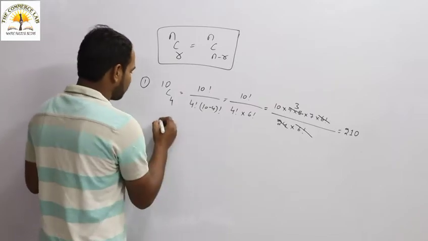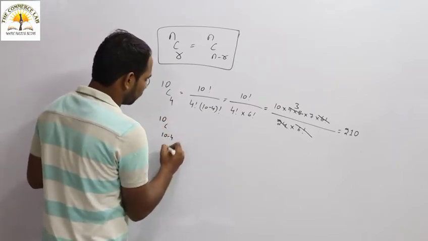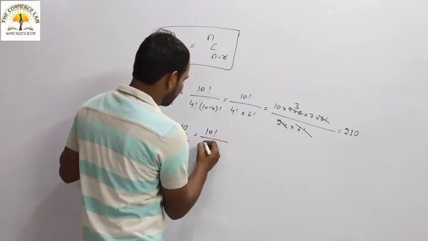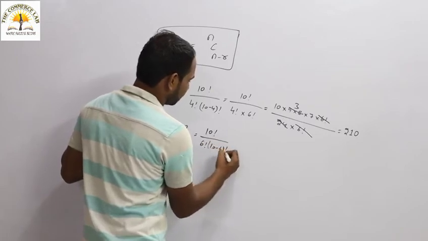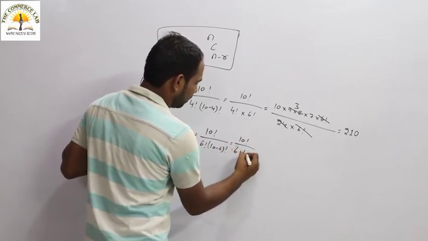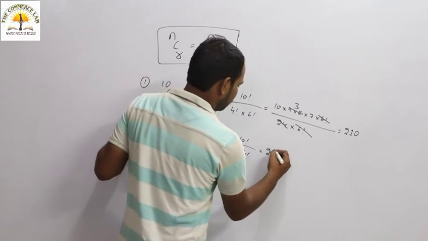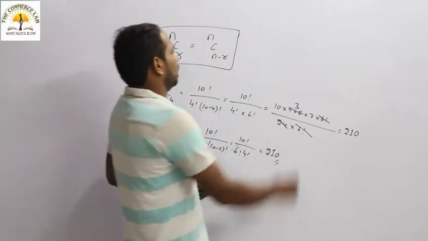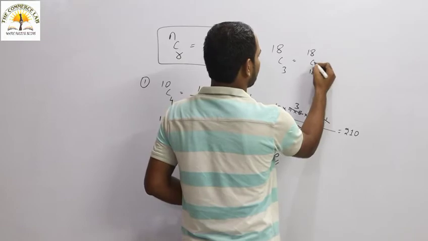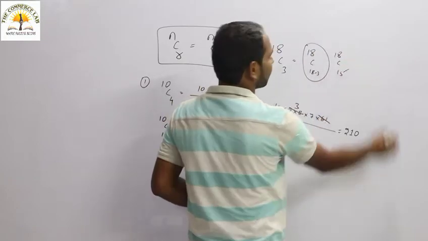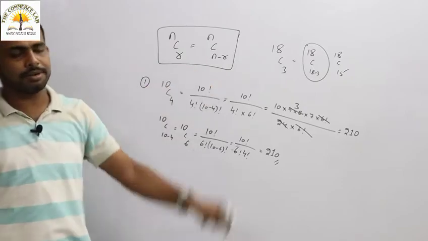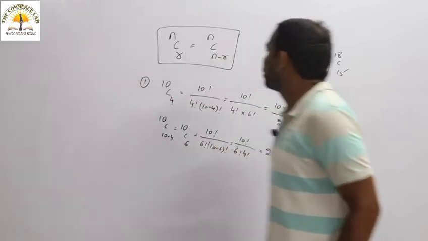nCr equals nC(n minus r). So 10C(10 minus 4) is 10C6. So 10 factorial by 6 factorial into (10 minus 6) factorial, 10 factorial by 6 factorial and 4 factorial, which is again 210. Similarly, 18C3 is equal to 18C(18 minus 3), that is 18C15. And this is the most important property of combination. nCr equal to nC(n minus r), right?